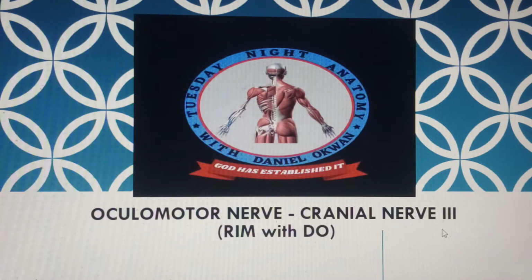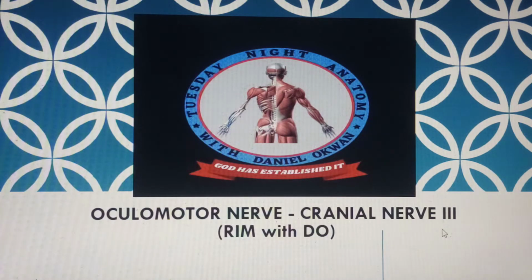And precisely, you know that at the midbrain, two nerves are emerging. One is the third nerve, the oculomotor nerve, which will be running along the ventral aspect. There will be another nerve, that's the fourth nerve, the trochlear nerve, which will be emerging from the dorsal aspect of the brainstem. But precisely, this oculomotor nerve will be emerging at the level of what we call the superior colliculus.